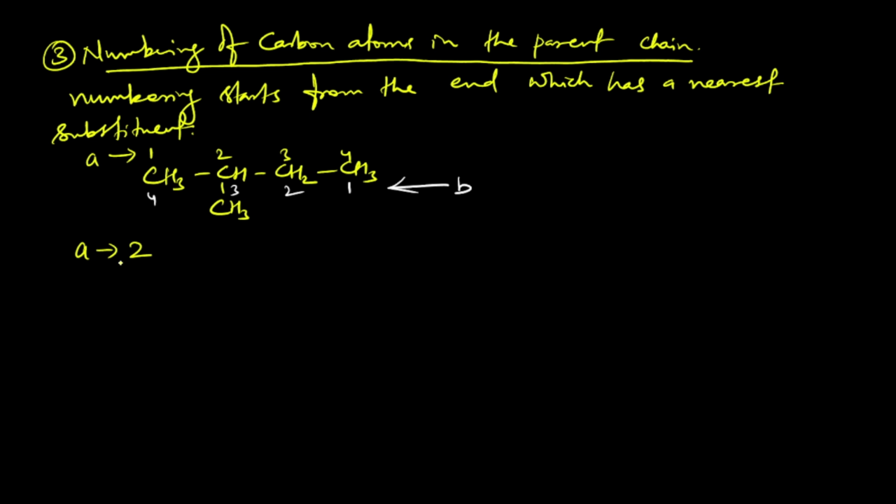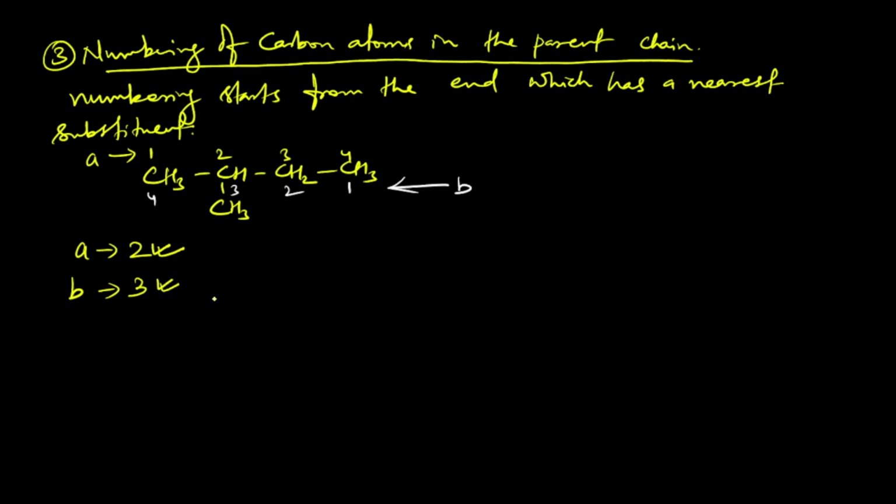So we'll just write second position. While numbering from B, we start 1, 2, 3. So where the first substituent or branch is coming, it is on the third carbon. So we'll just write third. Now you just see, numbering starts from the end which has the nearest substituent. If I'm numbering from side A, we are getting the substituent on the second position. If we are numbering from side B, we are getting the substituent on the third position.